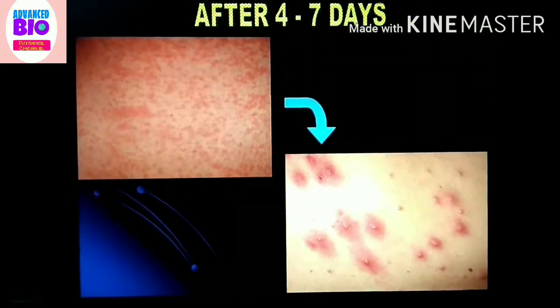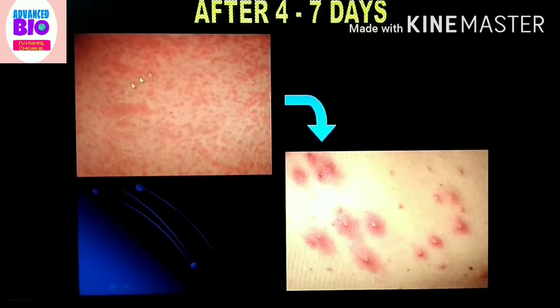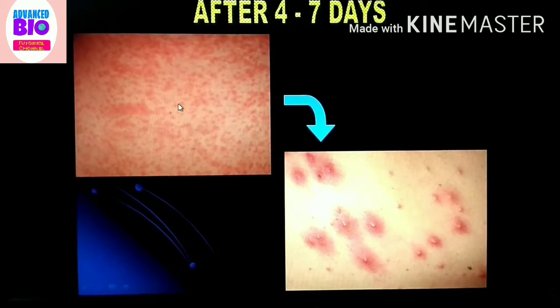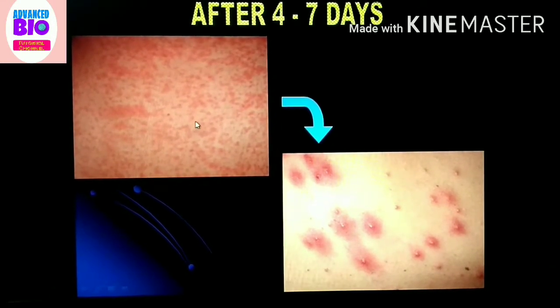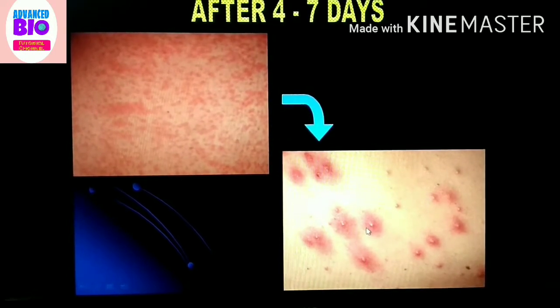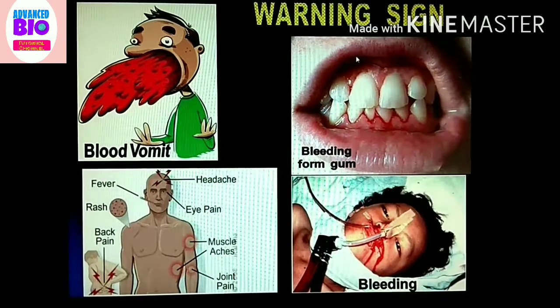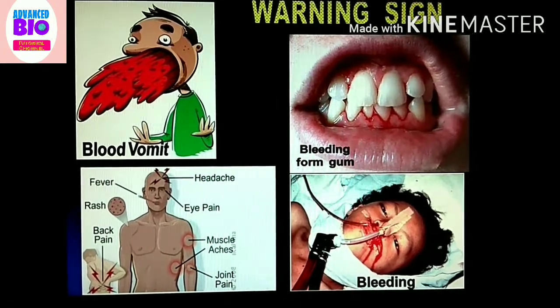Now, secondary symptoms. This is the flat red rash. Okay, you can see it like this on the skin. And after 2 or 3 days, you can see the swelling of these rashes like this, like the measles. Then the warning sign: bleeding from different organs of the body.